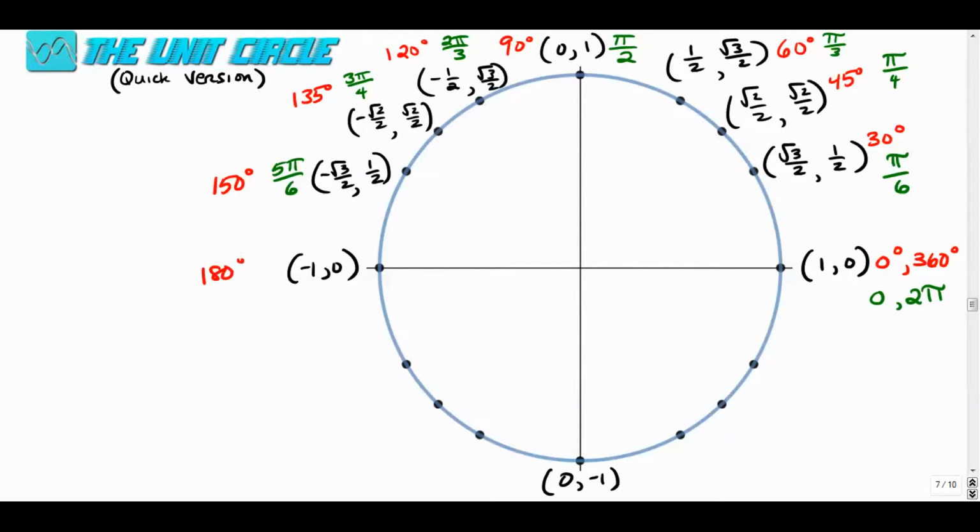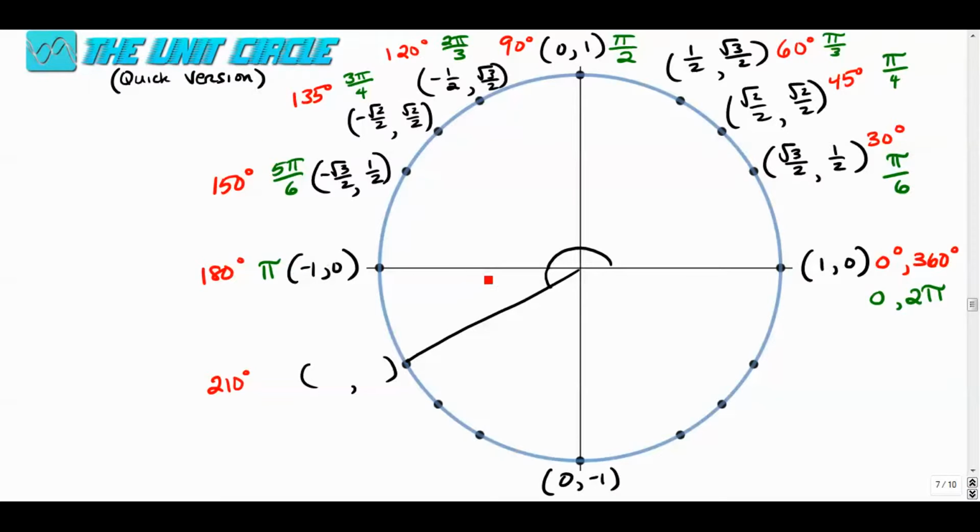So here we have 180 degrees and pi radians. 180 degrees is equal to pi radians. If we continue along our unit circle, we encounter this point right here. This is 180 plus another 30, so that's 210. This is 210 degrees.